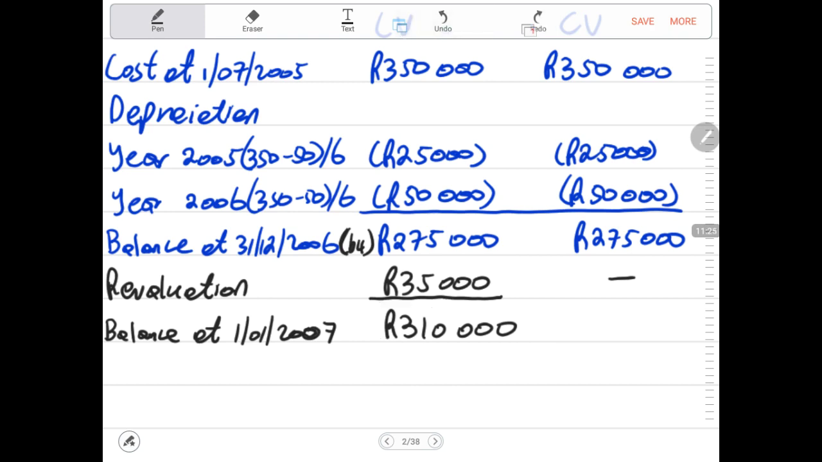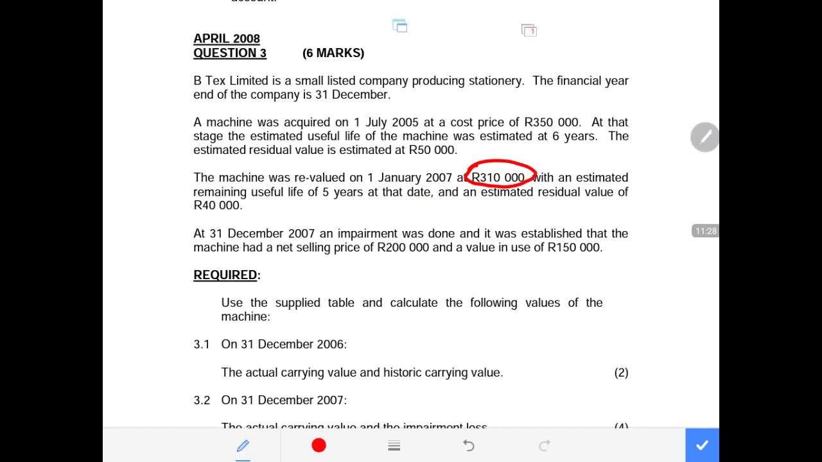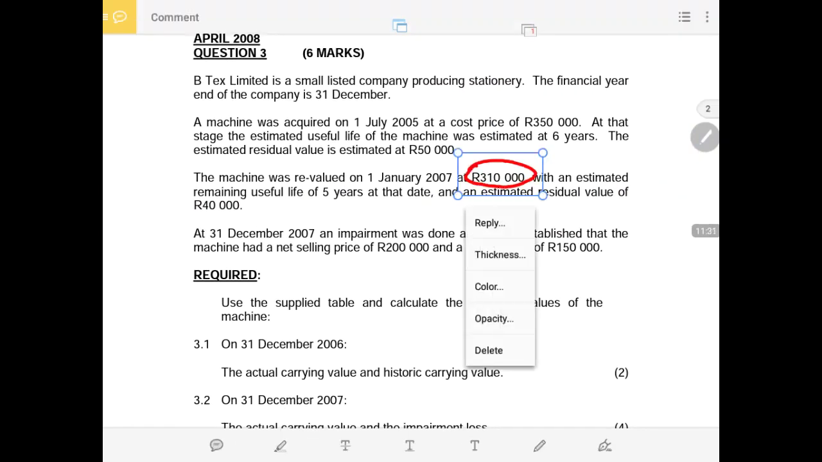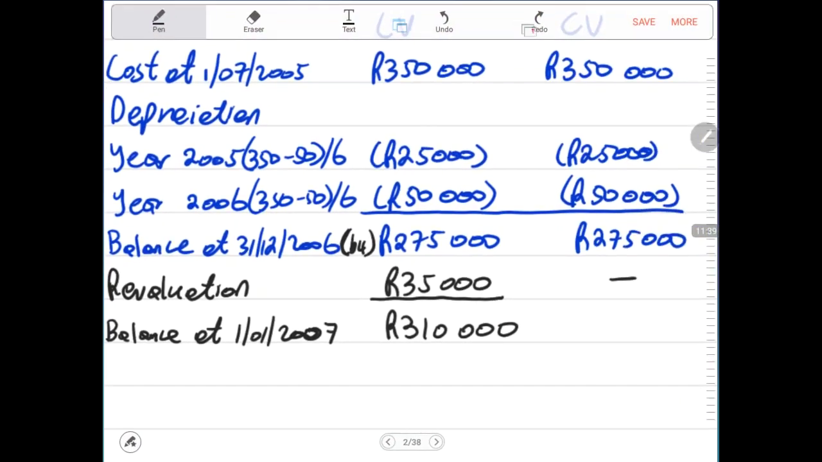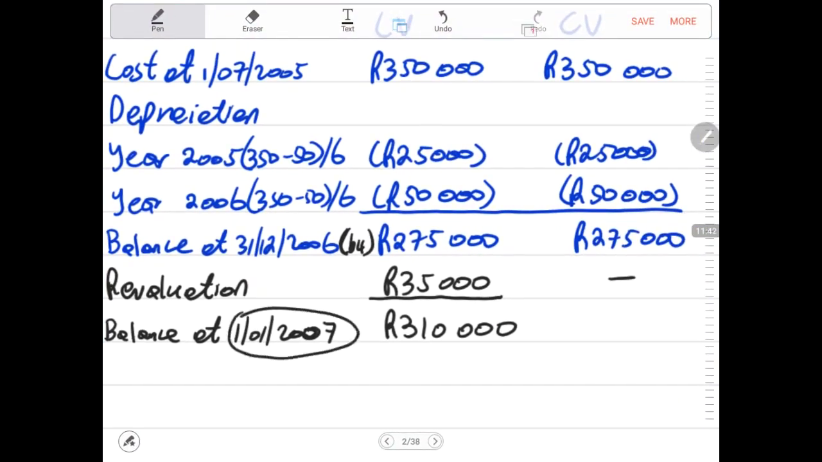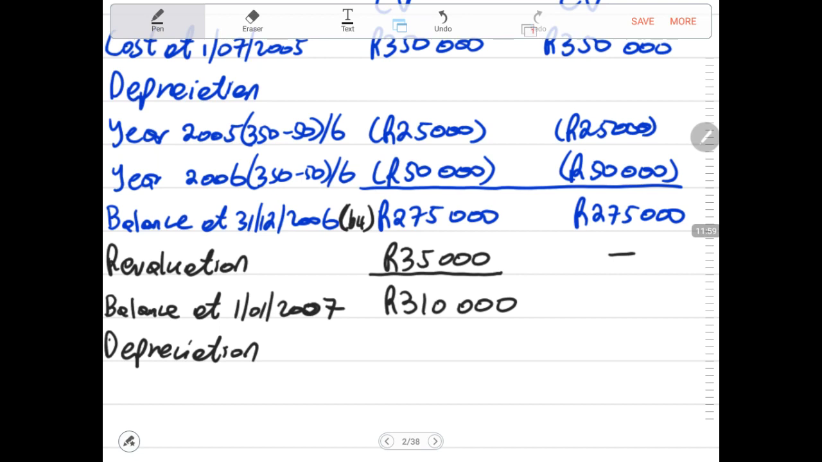Then now at this point in time we need to check what information they have provided to us. They say now at 31st of December 2007. Please know where you are in terms of the dates. Where are we? We are on the 1st of January 2007. So the minute they say at 31st December 2007, depreciation still needs to be accounted for the year 2007. So now we need to account for depreciation. Then our depreciation is for a specific year.